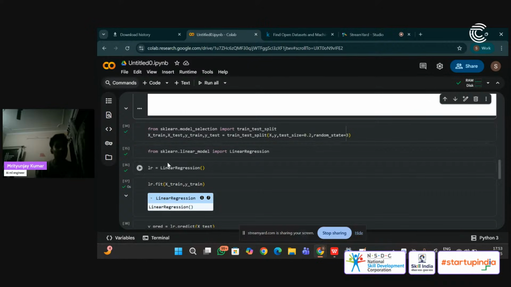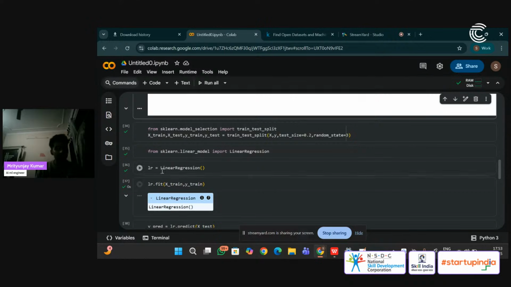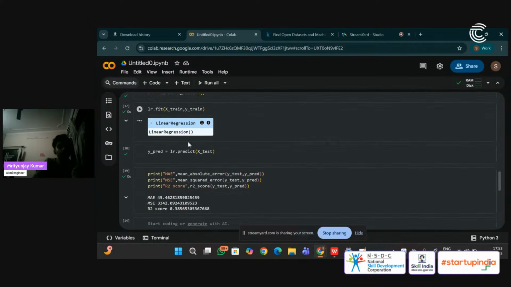Here you can see I have imported LinearRegression from sklearn, and then made one object of LinearRegression. In linear regression we have one method called fit, and in fit we pass x train and y train. X train is the training input data, and y train is the training output. After executing this, we test y prediction. We provide X test data, and we get the predicted values.